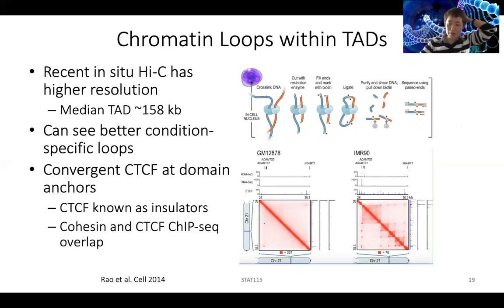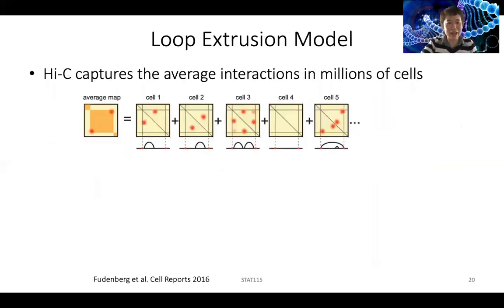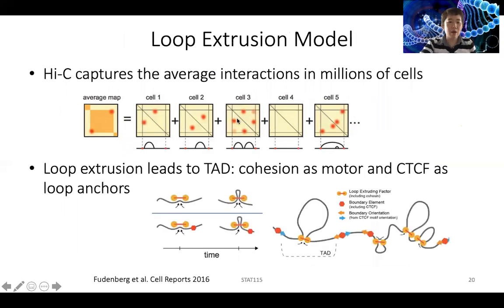And so people were wondering what kind of chromatin interaction is happening. And a very interesting model has been proposed, and using simulation and more experimental data, this is being considered to be a very good model. It's called the loop extrusion model. So we can imagine the Hi-C really captures the interaction average in millions of cells, but the loop extrusion model suggests that in the genome, there are these motors. So the motors usually happen in pairs, and these are cohesin.